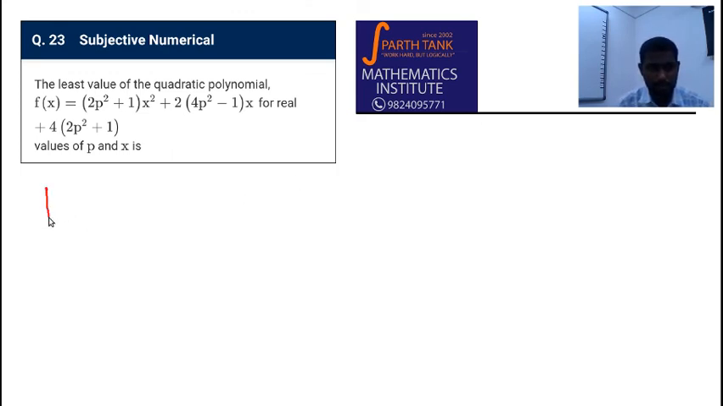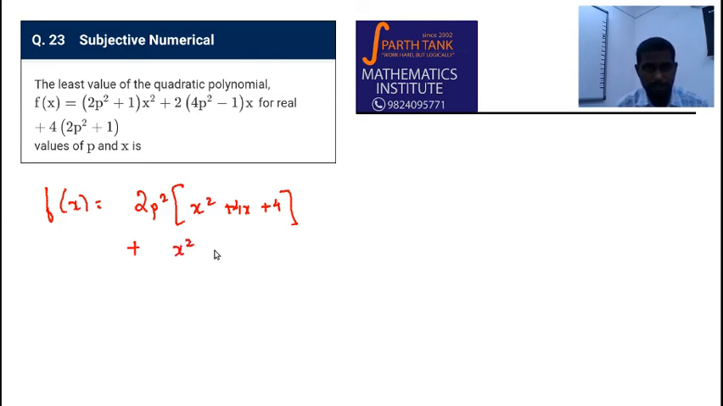Make it squares, right? What do I mean? Collect all the p squared terms. So if I take 2p squared common, I have an x squared here, and from here this is 8p squared x. So if I take 2p squared common, I have plus 4x, and from here if I take 2p squared common, I get plus 4. And then there are other terms, which is x squared, and here minus 2x and a plus 4, right?